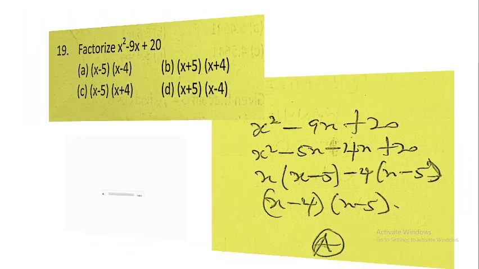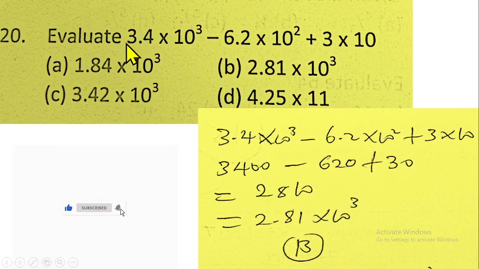You have to evaluate 3.4 times 10 raised to the power 3 minus 6.2 times 10 raised to the power 2 plus 3 times 10, then leave your answer in standard form as well. Now, it's quite simple. There are multiple ways of doing this. You can convert each of them to an ordinary number, then whatever you get, you convert it back to standard form.